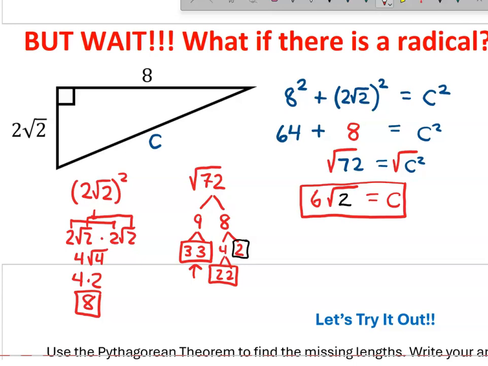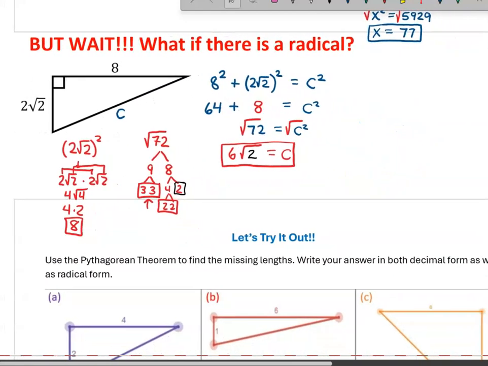Now, if you enter 6 root 2 in your calculator, you should also get 8.48528, and so on. But we want to try to get in the habit of writing these in radical form, as they will serve us a greater purpose later on in the course. So that concludes this review of Pythagorean theorem.